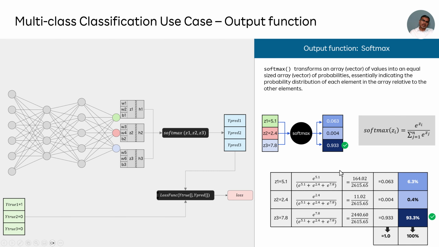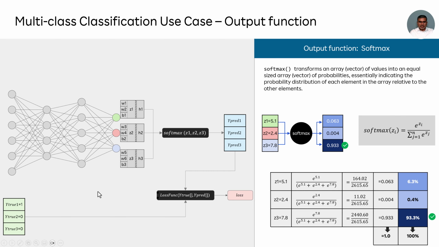So softmax is a very good function because it allows us to take an array and it converts it into another array, which gives you a probability distribution. And from that probability distribution, you pick that particular element within that array, which has the highest probability value, and you say, this is what my predicted category is.